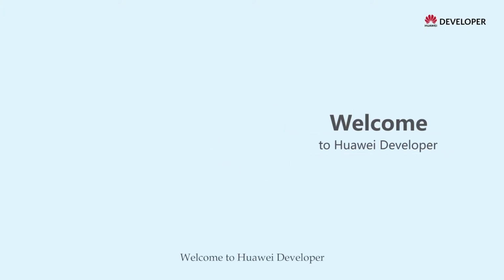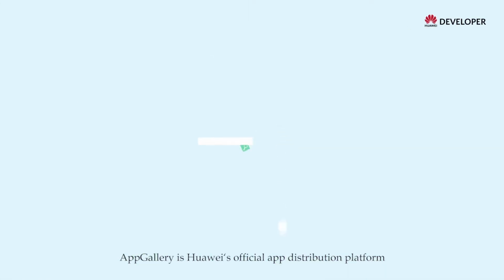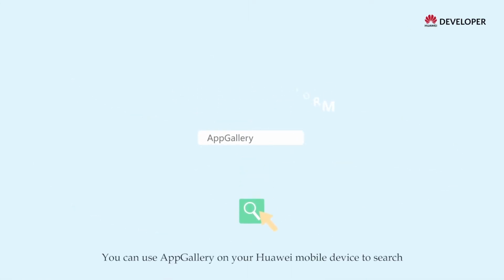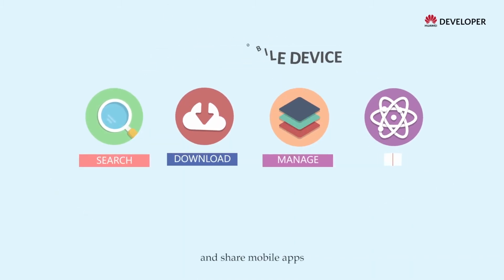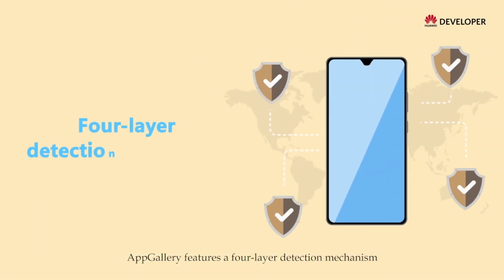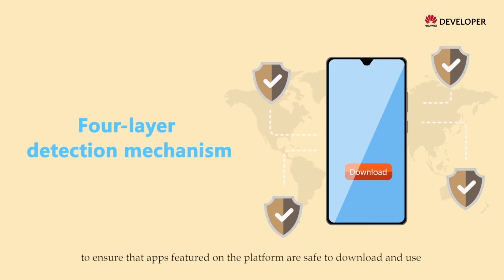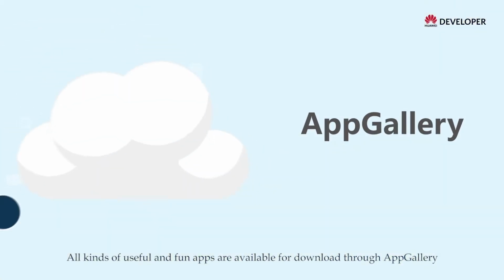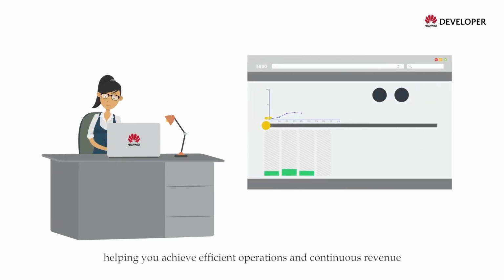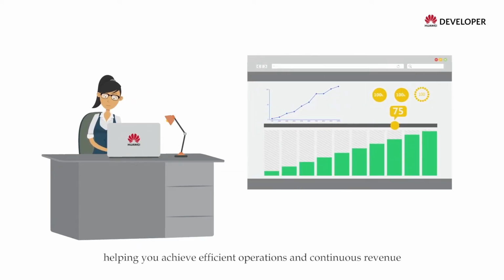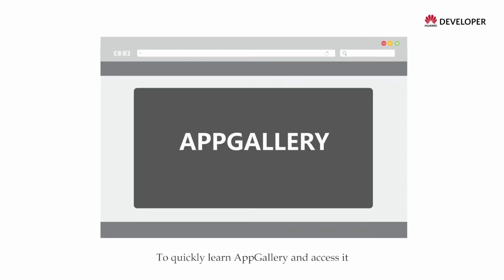Welcome to Huawei Developer. App Gallery is Huawei's official app distribution platform. You can use App Gallery on your Huawei mobile device to search, download, manage, and share mobile apps. App Gallery features a 4-layer detection mechanism to ensure that apps featured on the platform are safe to download and use. All kinds of useful and fun apps are available for download through App Gallery, helping you achieve efficient operations and continuous revenue. To quickly learn App Gallery and access it, please watch the following video.